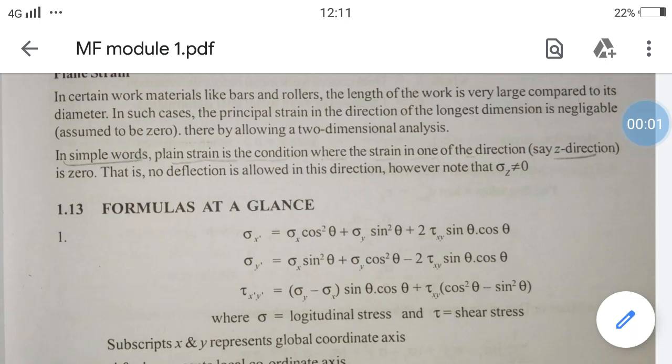Good morning, students. Last class we discussed the theory part of all five modules in metal forming. Today I am going to discuss the problem part in module 1.